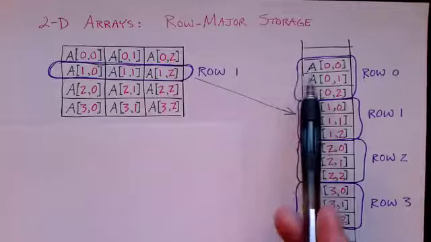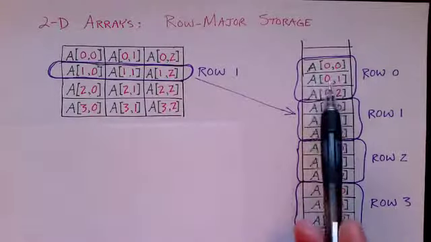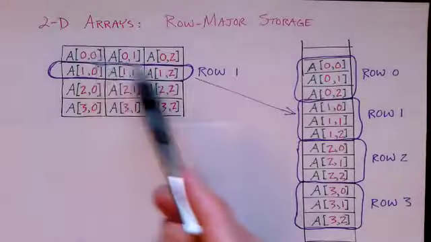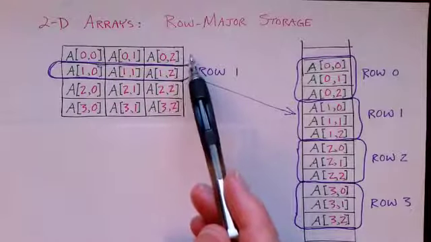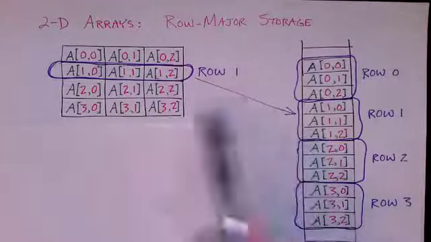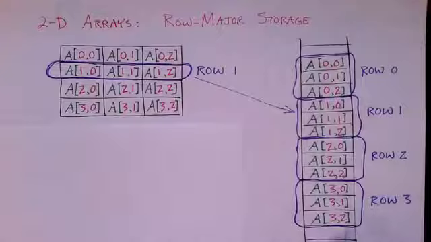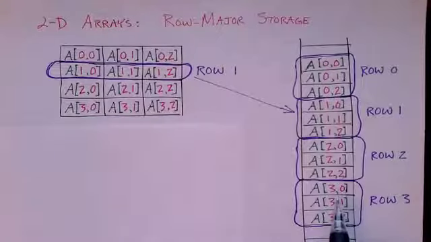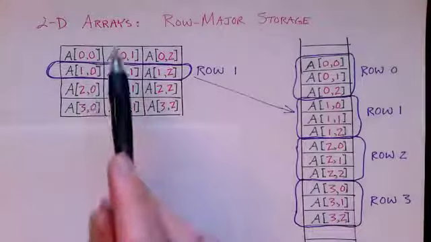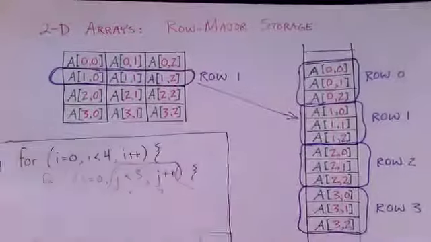And so we see that the first element A00 is stored, and after that comes element 01 and then 02. In other words, we store all of this row, which we can call row 0, and then we follow it by row 1 elements, so the 3 elements in row 1, and so on. So that's row major order. There's also something called column major order, which is to store all the columns one after the other. But most programming languages use row major order.